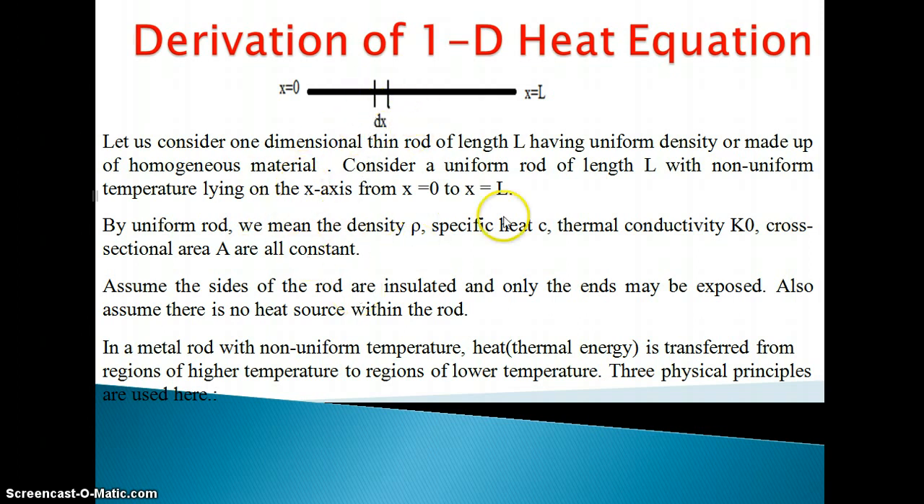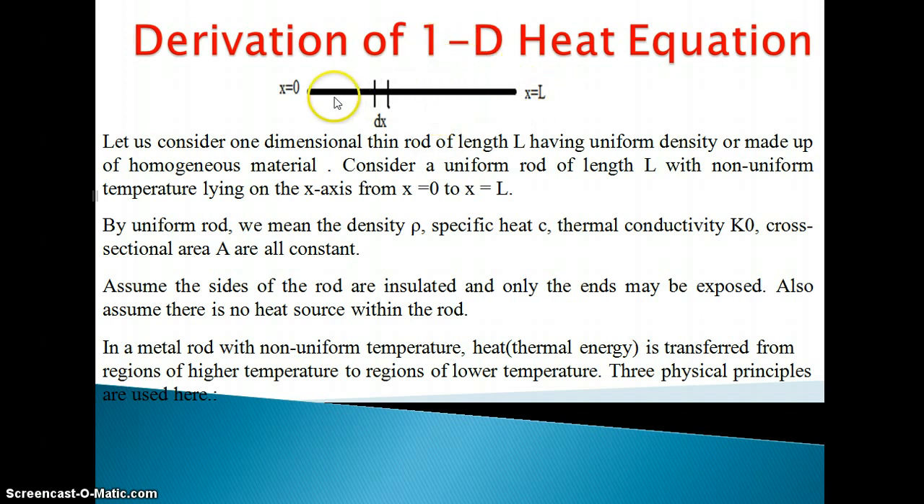So this is a one-dimensional rod which is insulated laterally. That means the outer surface of this rod is insulated, so that there is no heat loss in the y direction. That means heat transfer takes place only in the x direction. There is no vertical heat transfer.